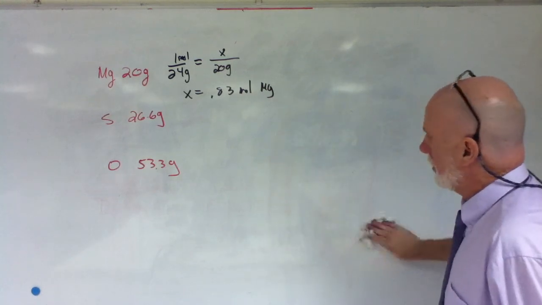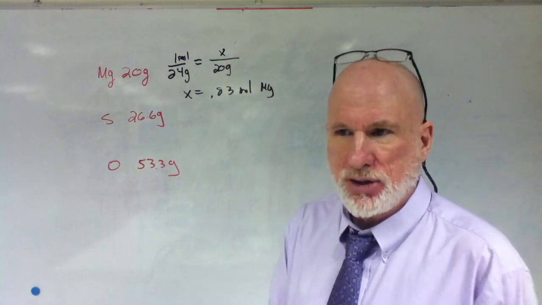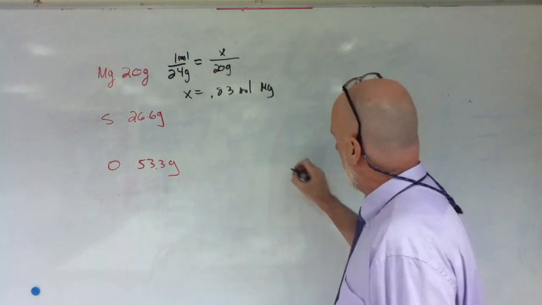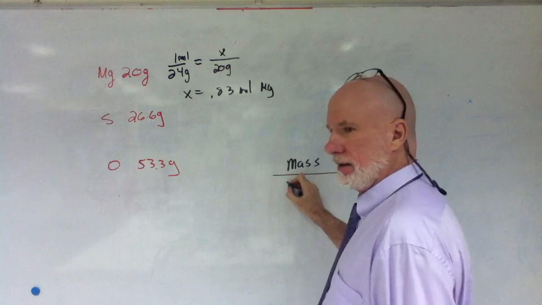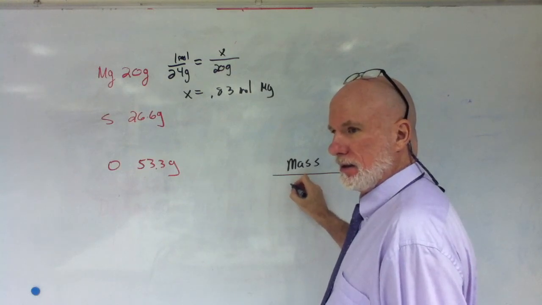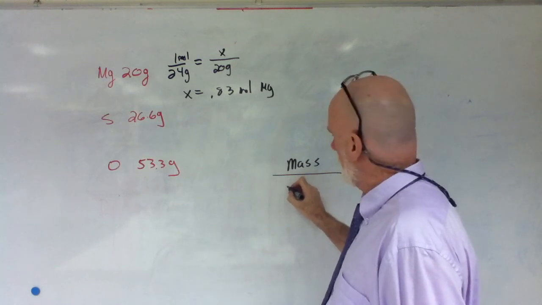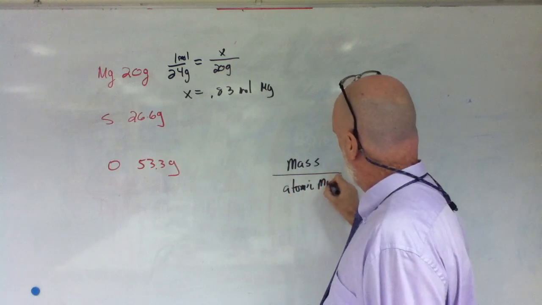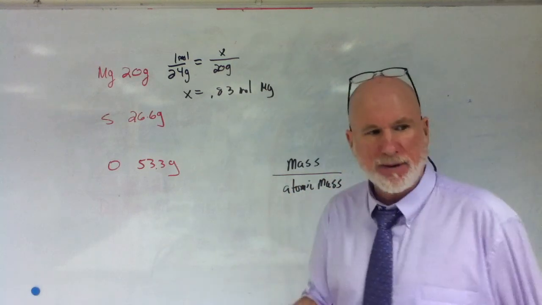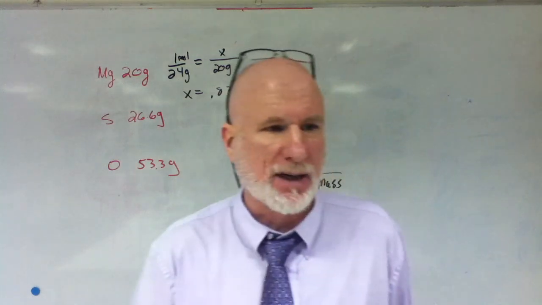Okay, what are you doing? You're going the mass divided by the what? The mass in grams. Atomic mass. So atomic mass, or we say the gram molecular weight, but we'll just say the atomic weight, okay?